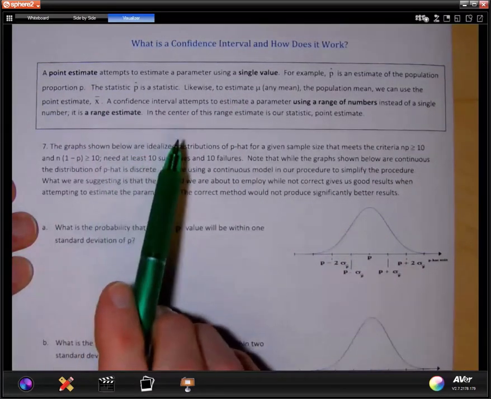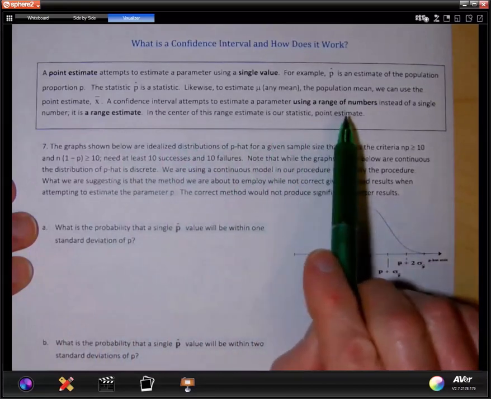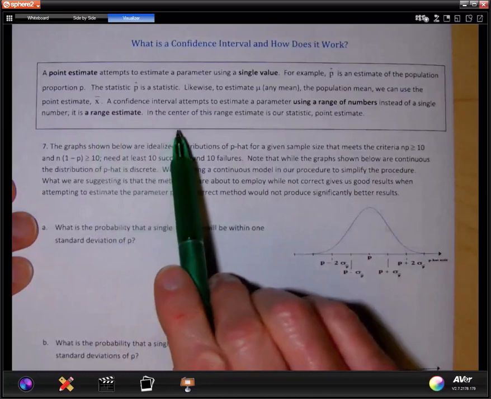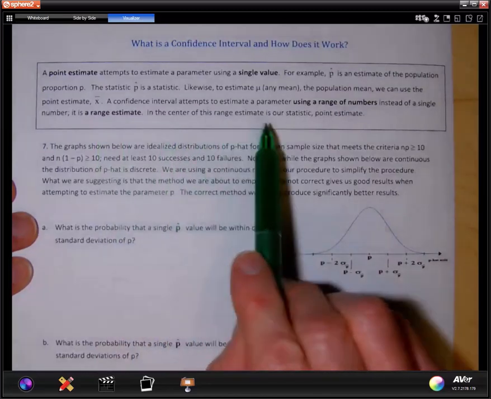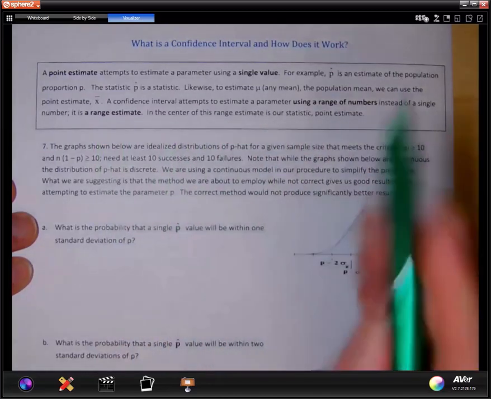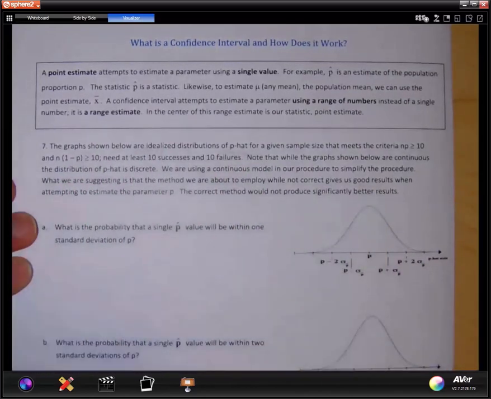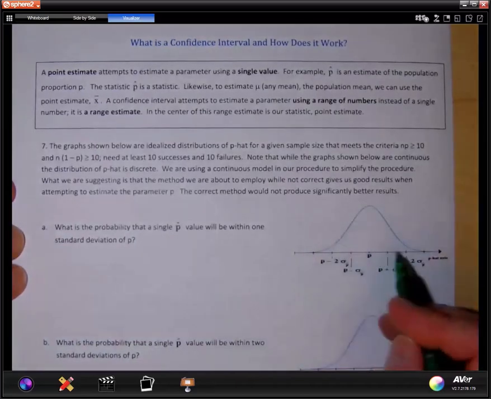A confidence interval attempts to estimate a parameter using a range of numbers. Instead of a single number, it is a range estimate. In the center of this range estimate is our statistic, a point estimate. Again, notice I drew this graph. You can read this. That means I meet the criteria that we just finished with. It's the sample size requirement to make sure we can draw this normal model.